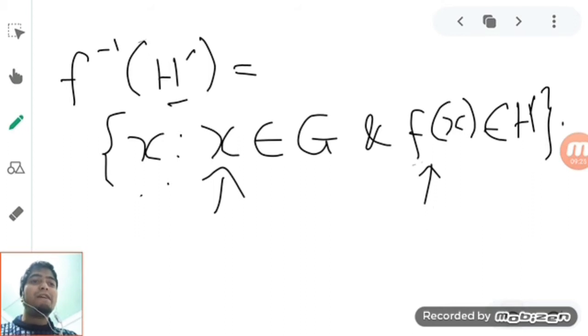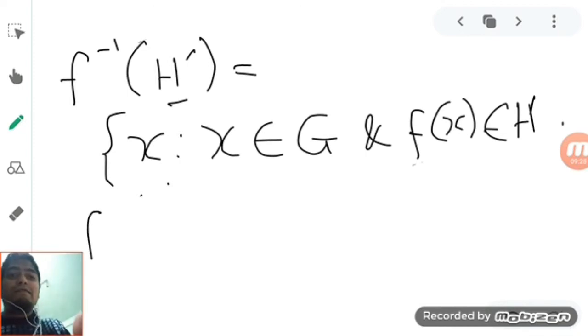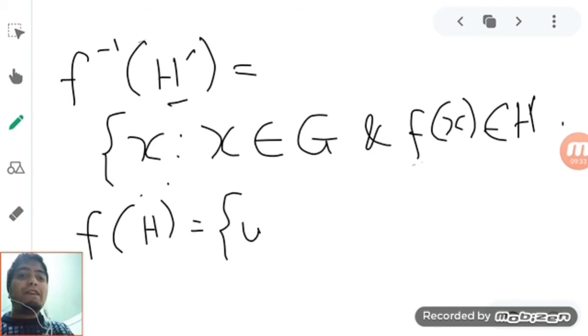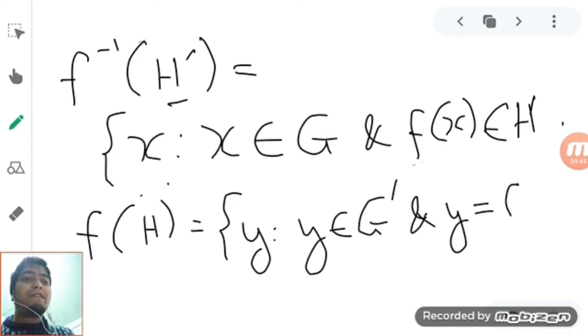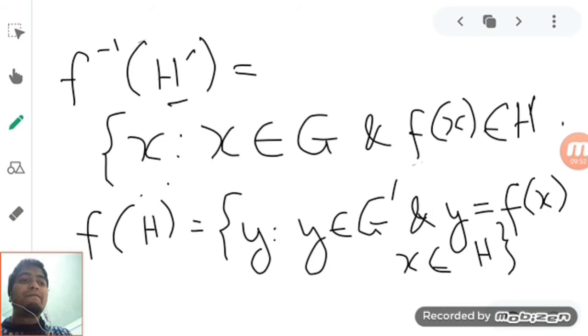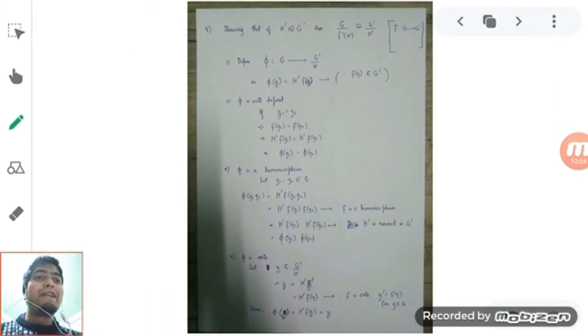And how will we define the image? The image of H, you can define it as consisting of elements from the second set, which can be written like this: y equal f(x), x belongs to H. So this is about pre-image and image. With that idea, you can do 1, 2, 3 and 5, and I will do 4 and 6.